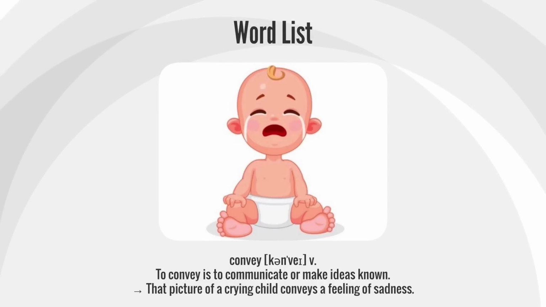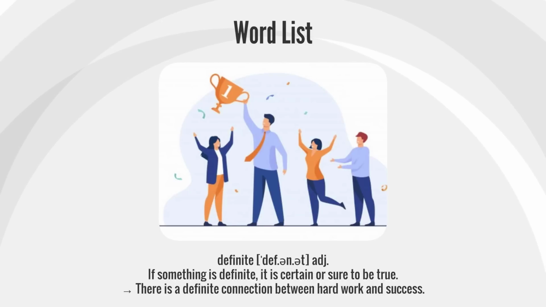Convey. To convey is to communicate or make ideas known. That picture of a crying child conveys a feeling of sadness. Definite. If something is definite, it is certain or sure to be true. There is a definite connection between hard work and success.